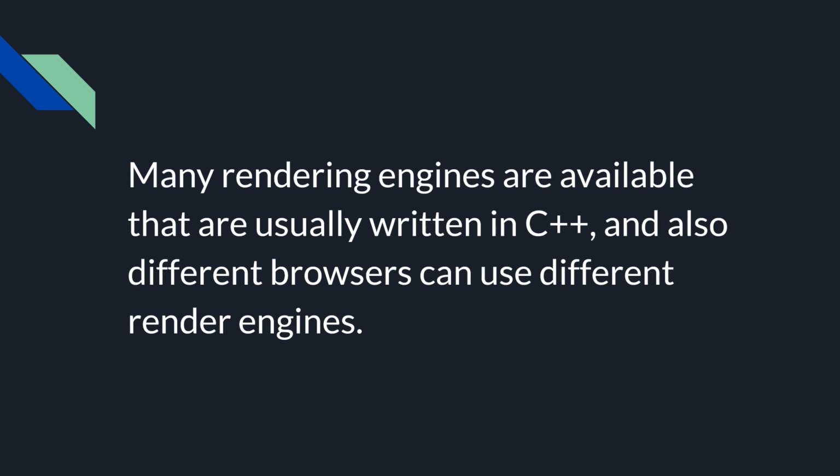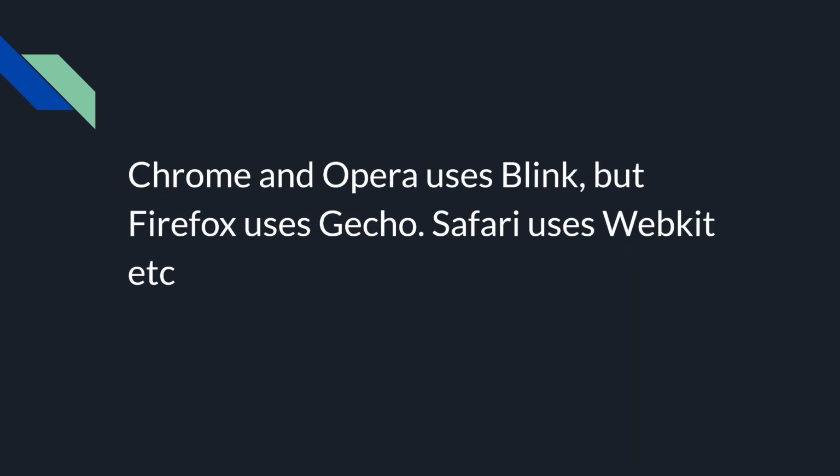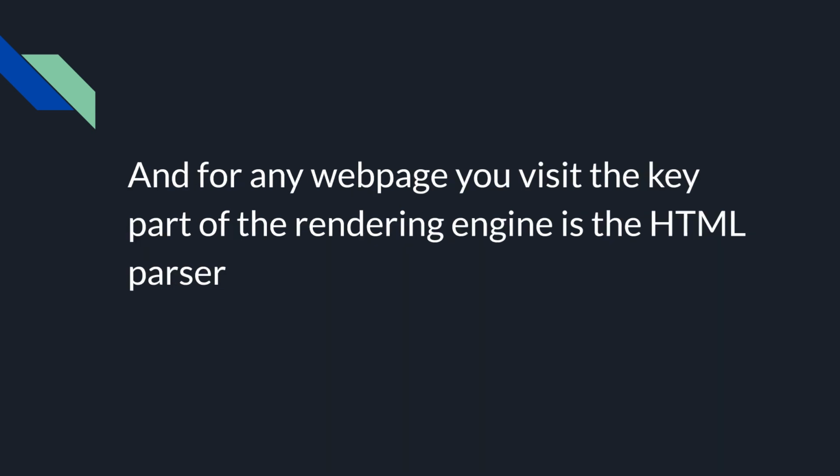Many rendering engines are available, and they are usually written in C++. We have discussed this in our previous videos, that most of the rendering engines are developed using the C++ language. It's a software. Different browsers can use different render engines. Chrome and Opera use Blink, Firefox uses Gecko, and Safari uses WebKit. These are the most popular web browsers.